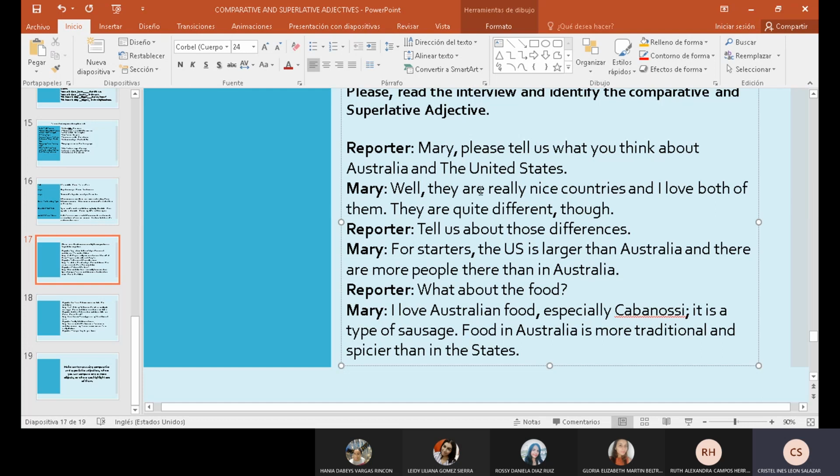Well, they are really nice countries and I love both of them. They are quite different, so tell us about those differences. For starters, the US is larger than Australia and there are more people there than in Australia. What about the food? I love Australian food, especially cabanossi. It is a type of sausage, salchicha, sausage. It is a type of sausage. Food in Australia is more traditional and spicier than in the States.